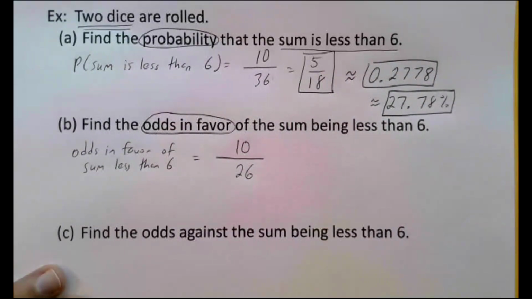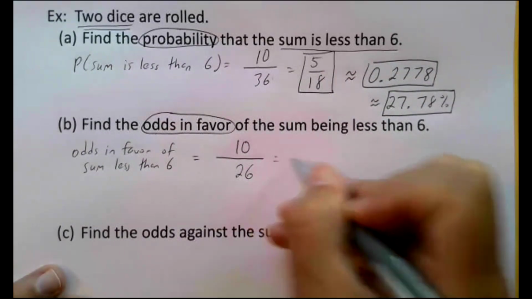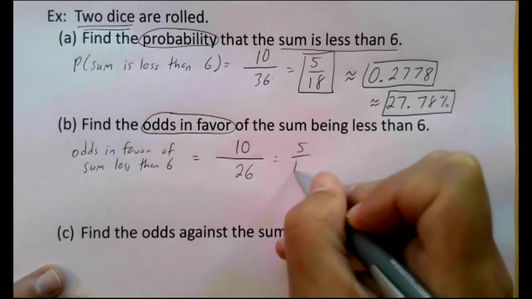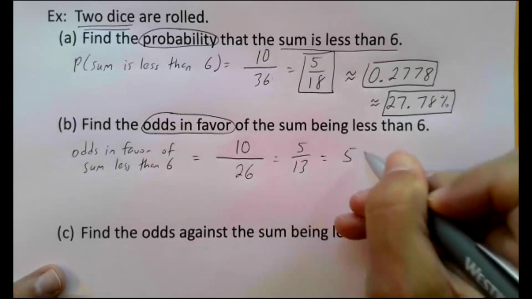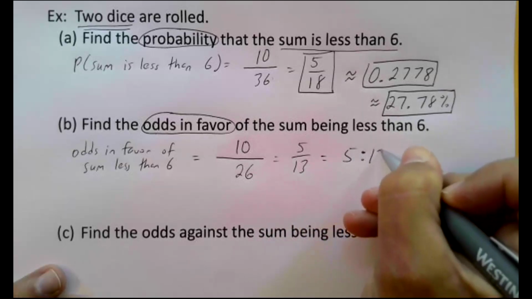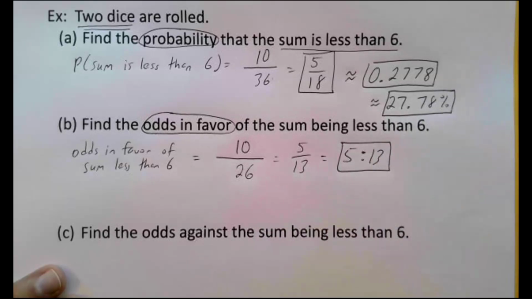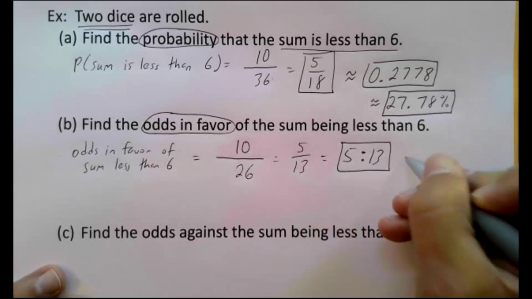We still reduce, divide them both by 2. 5 over 13, but we don't leave it like that because that kind of looks like a probability and we're not doing a probability. So the best answer, in my opinion, would be to write it like this. The odds are 5 to 13.